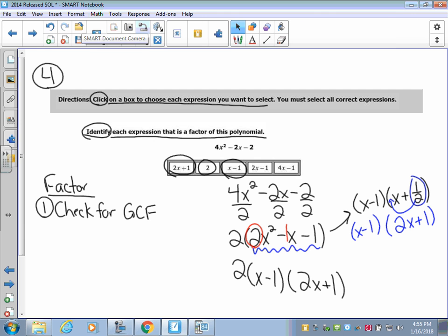There's a lot of other ways to factor. If you want to review those, you can go back to the videos we had in factoring, which was Unit 8, I believe. Actually, it was Unit 7.